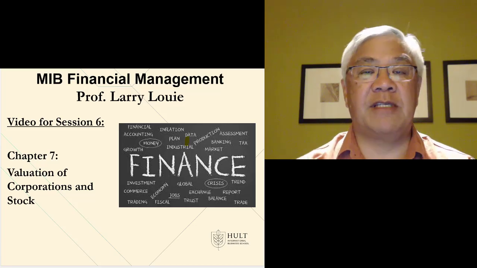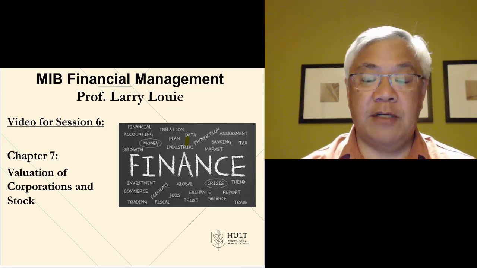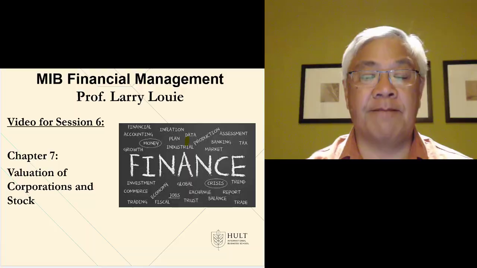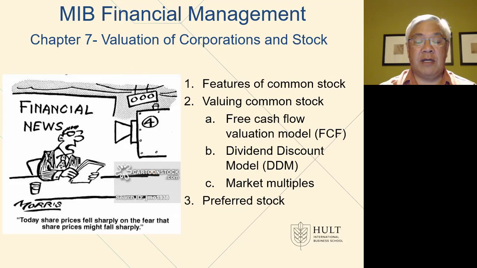Hello, this is the video for Chapter 7, which is the valuation of corporations and stock. There are three major learning objectives in this chapter. One is the features of common stock. Second are the valuation methods, which are free cash flow, dividend discount model, and market multiples. Finally, we'll look at preferred stock and how to reflect that in our valuation models.